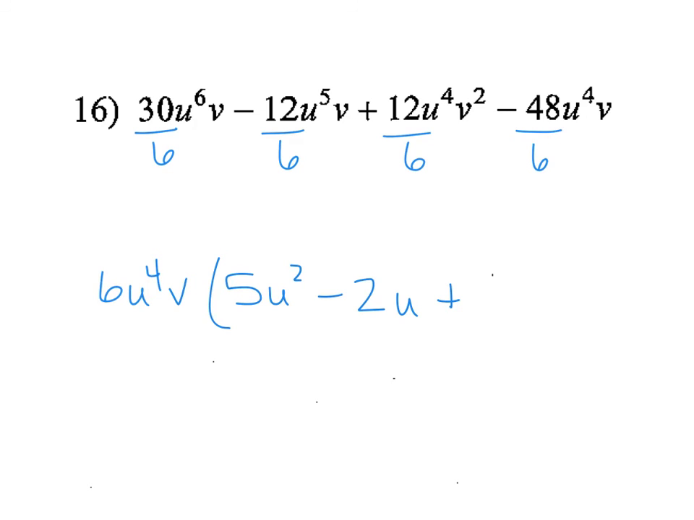Now 12 divided by 6 is 2. The 4 u's come out. Now in this case, though, the v, there's 2 of them. I pull 1 out, which means I've got 1 v left over. And then 48 divided by 6 is 8. I'm pulling out all 4 u's and the v here, so there's no variable left.